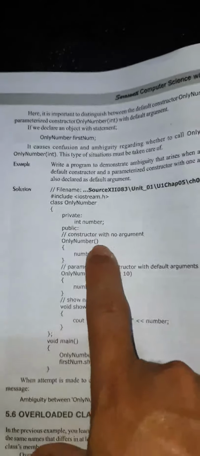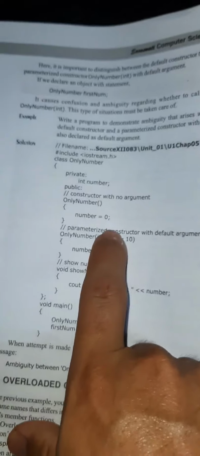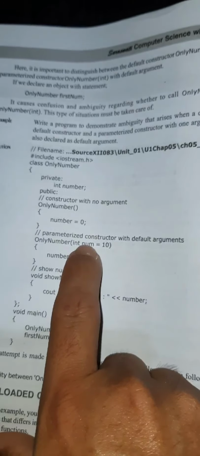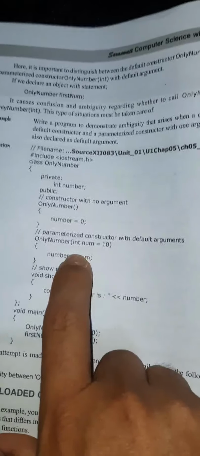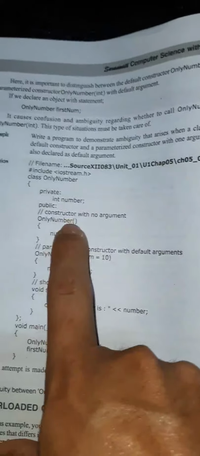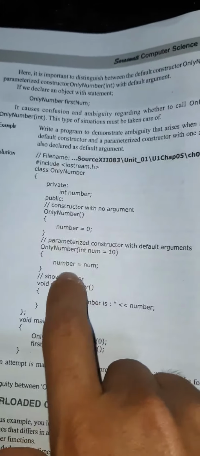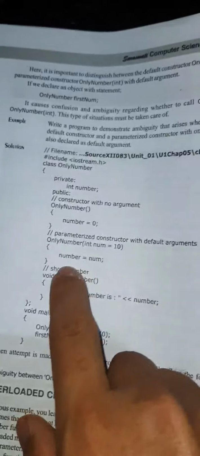However, how do we identify this? This is a default constructor. How do we identify this? This is a parameterized constructor because it declares a parameter, it passes an argument, right? So two different values it contains. Two different values these two constructors store.